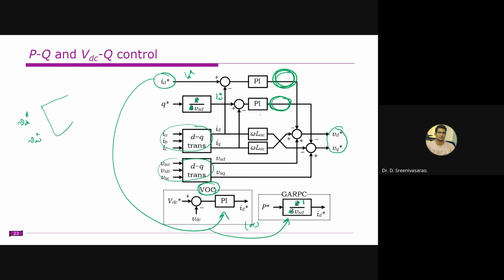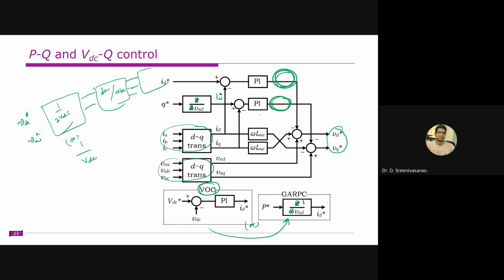Then we normalize this, that means we divide by 2 VDC or 1 by VDC. After normalization we convert from DQ to ABC frame, so you get the three modulating signals. From these three modulating signals we implement some PWM method, which gives the firing signals for the switches. Clear?